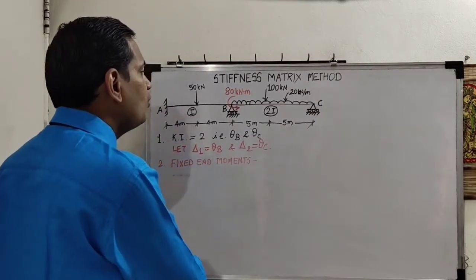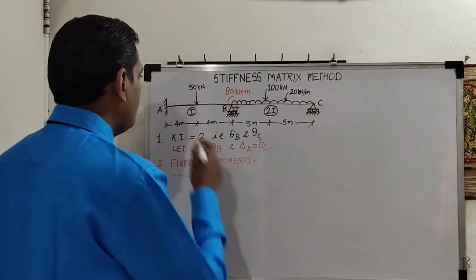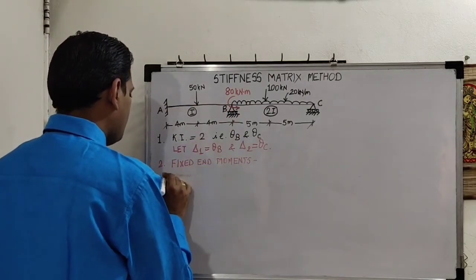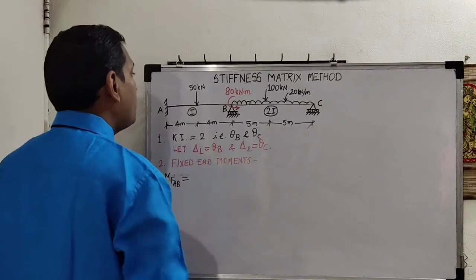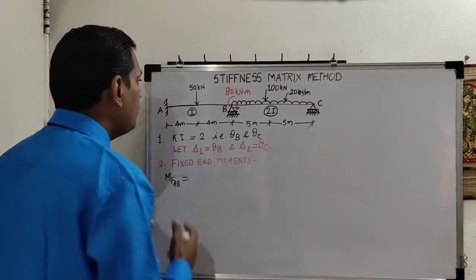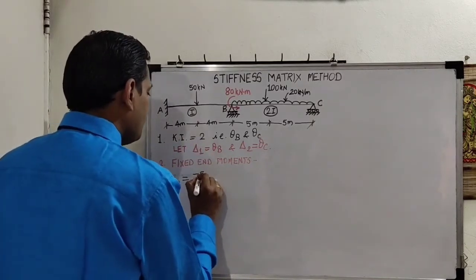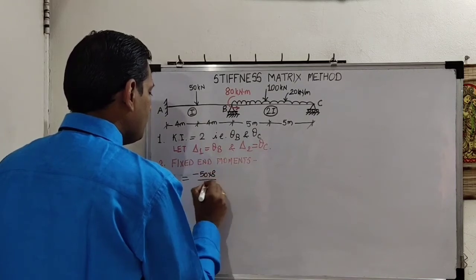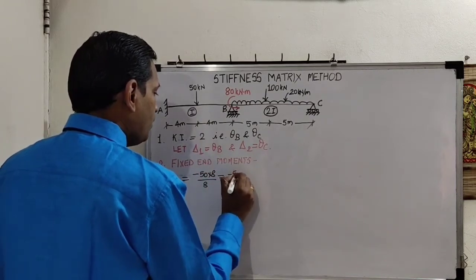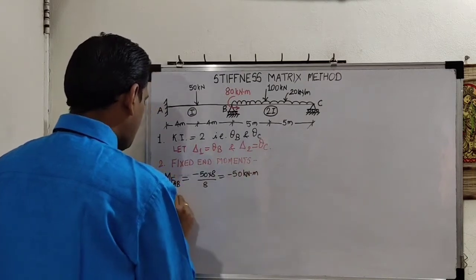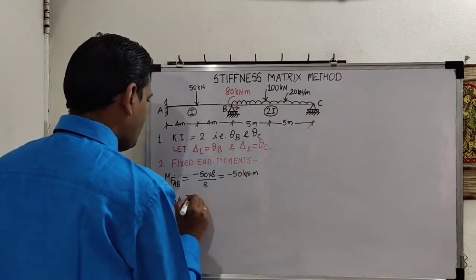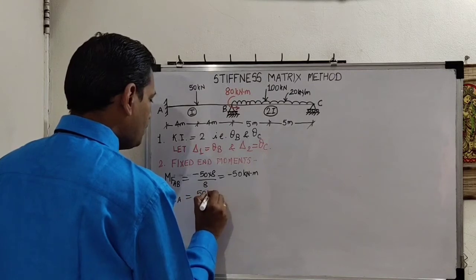So how to get fixed end moments? Simple. Span AB is subjected to central point load, so minus WL by 8 and plus WL by 8. So minus 50 into 8 upon 8. So it is minus 50 kilonewton meter. MFBA will be plus 50 kilonewton meter. So these are two fixed end moment values.